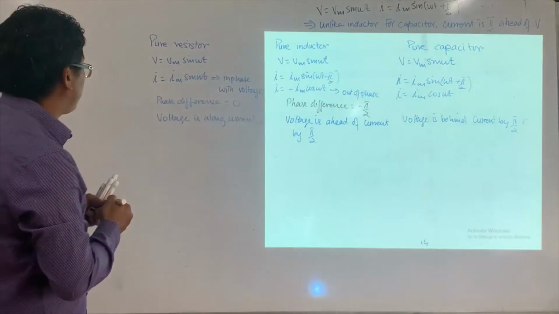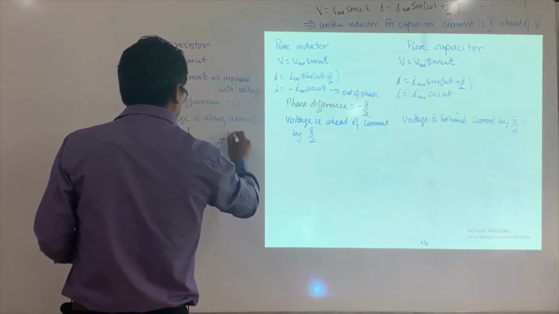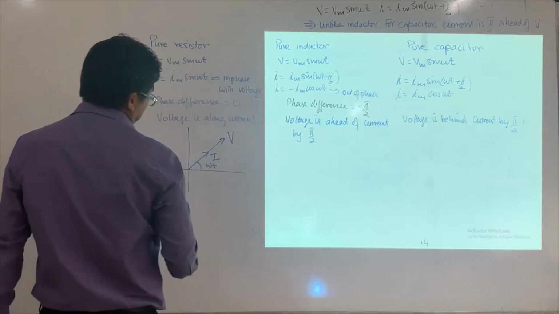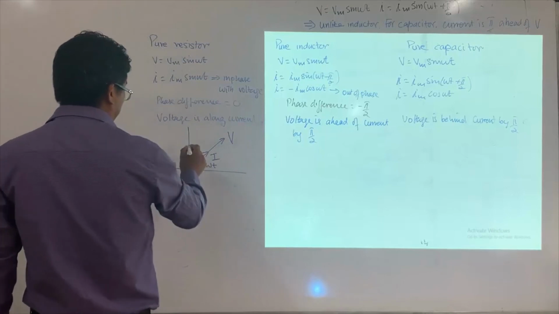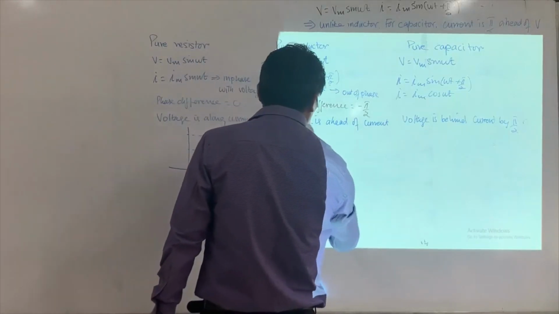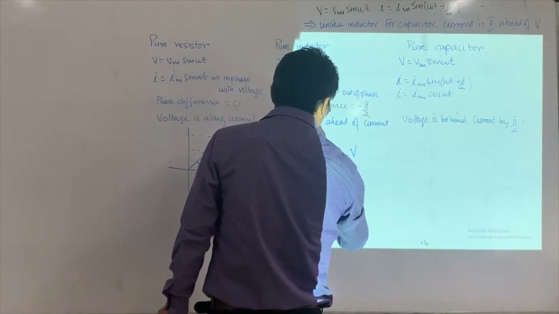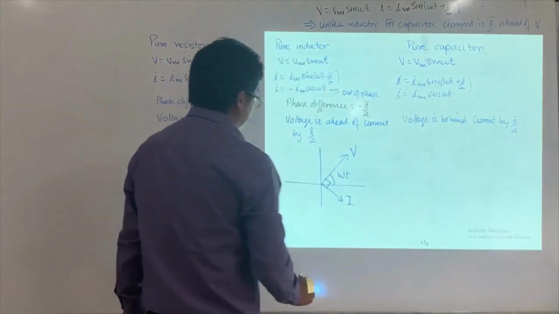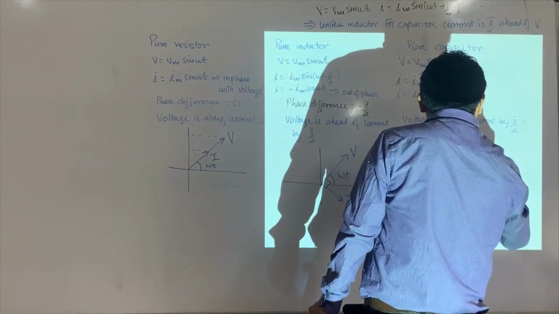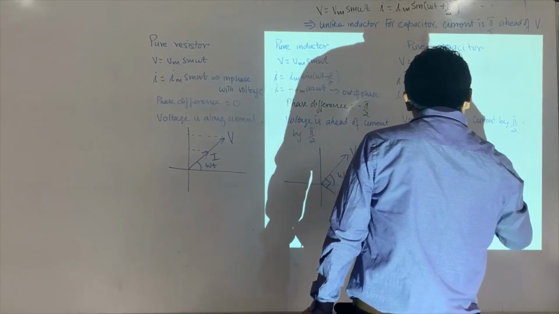So let me use a phasor diagram. This is V, this is I, with angle omega t. In this case voltage is ahead: this is voltage, this is current, and this is 90 degrees. And in this case, this is voltage, this is current, and this is pi by 2.